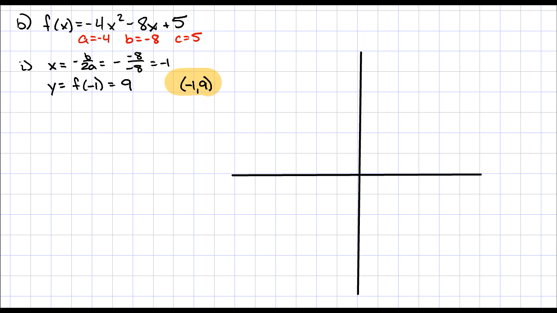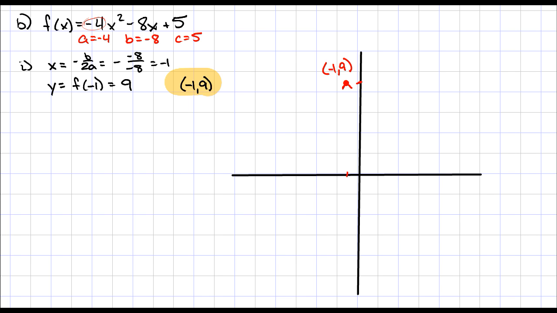And so let's see, minus 1, and let's see, 9 would be right up here. So we'll label the vertex here, minus 1, 9. It's also worth noticing that if we look at A, we see that A is negative. So we can glean some information out of that. The fact that A is negative means that our parabola is going to be opening downward. So that's important to remember. That's going to save you a little bit of time on certain problems.